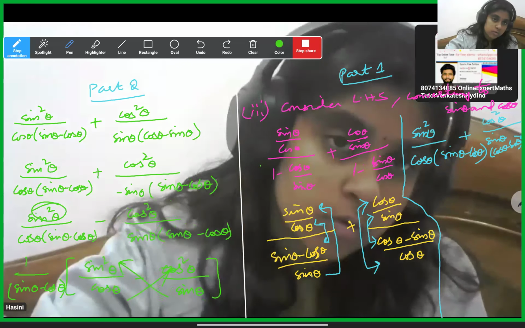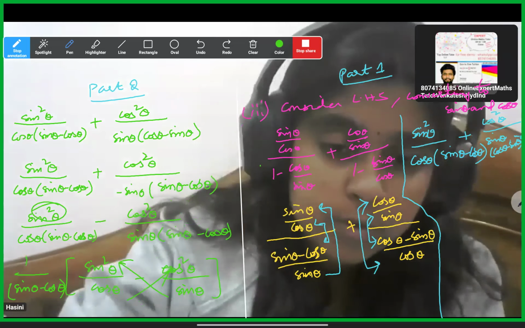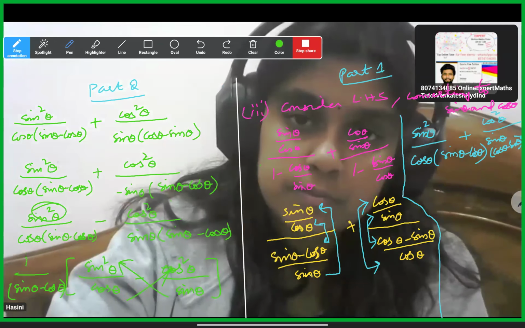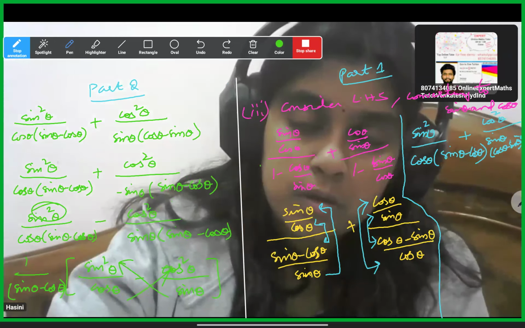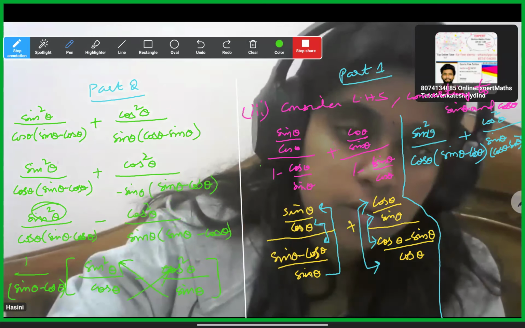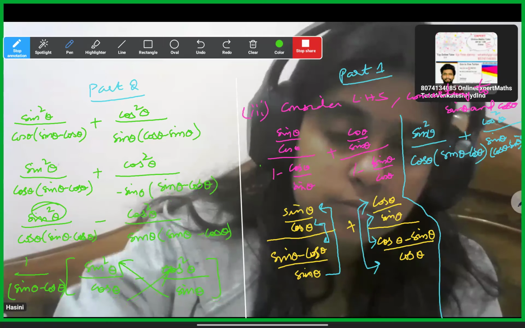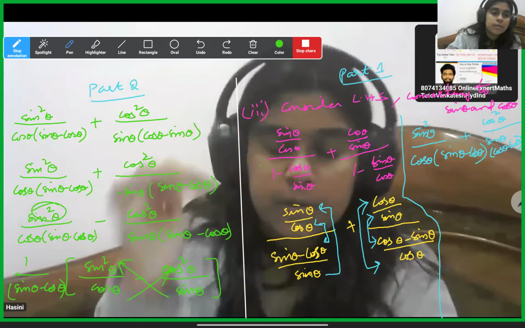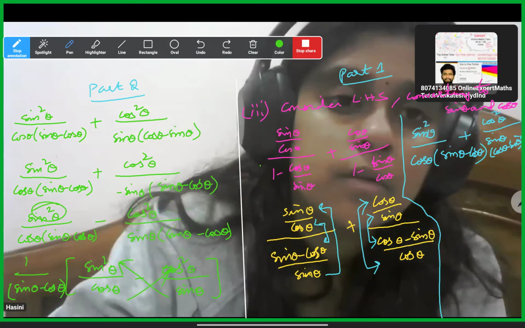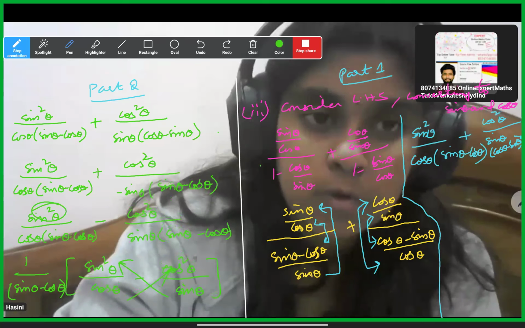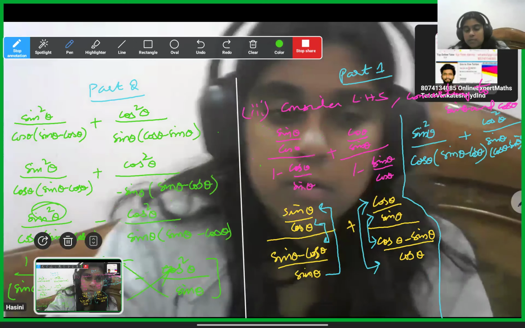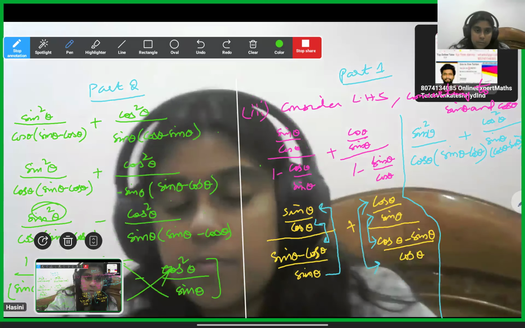Means how we will apply a minus b whole square or a plus b whole square if we get it in the middle of the sum like that. Here, sin cube theta minus cos cube theta, the a cube minus b cube formula we have to apply. Again, we'll finish it in tomorrow's class once you try it. Okay. Bye bye.